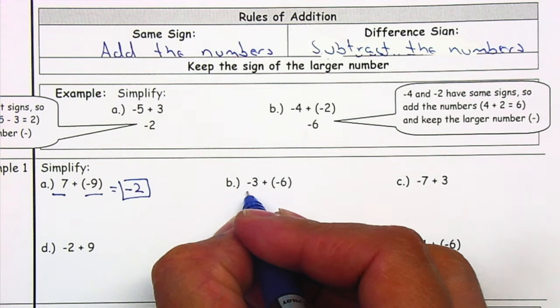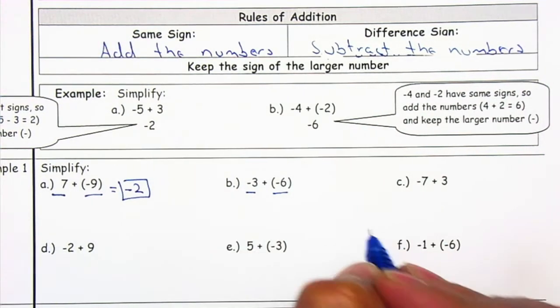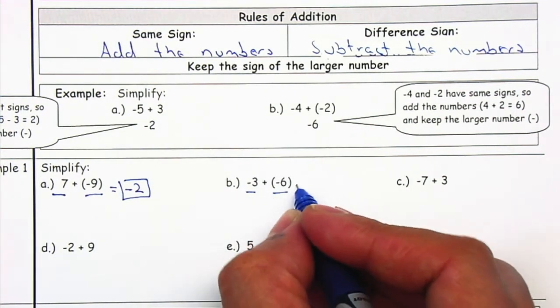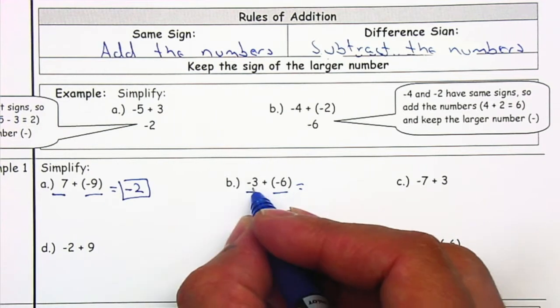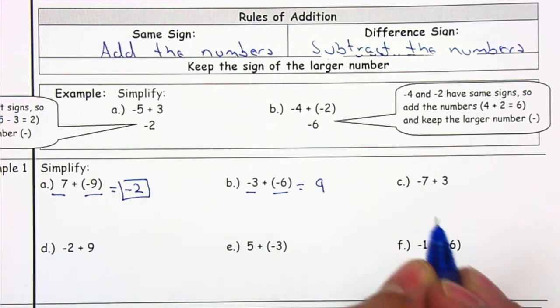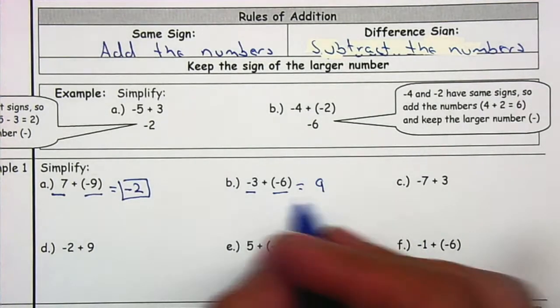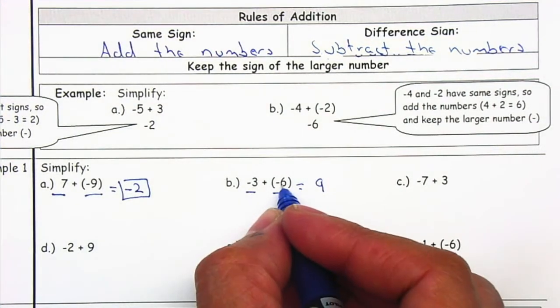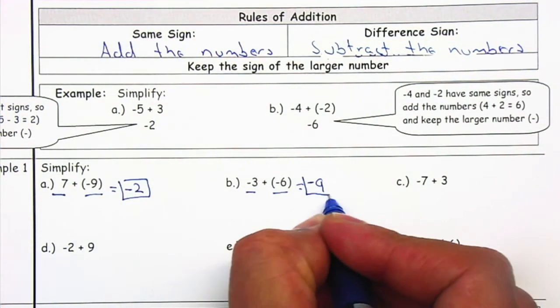On letter B, we have a negative 3 and a negative 6. They have the same sign, so we're going to be adding. 3 plus 6 will be 9. And we're going to keep the sign of the bigger number. We have a 3 and a 6. We're going to keep the sign of the 6, which is a negative.